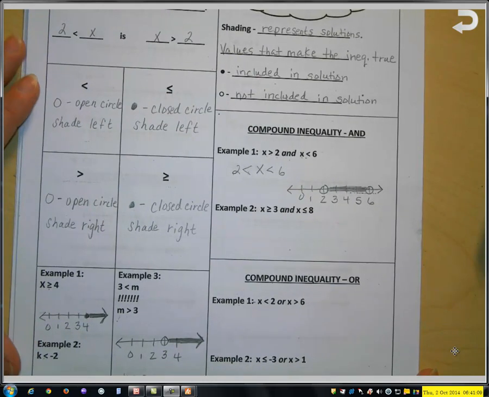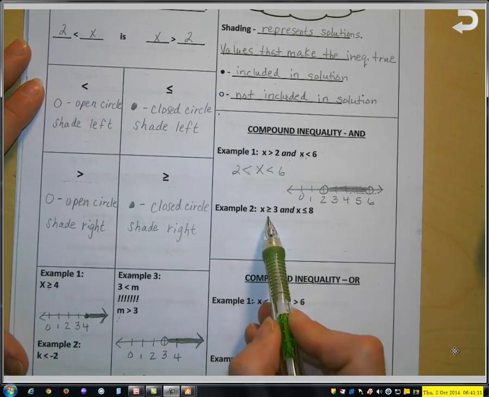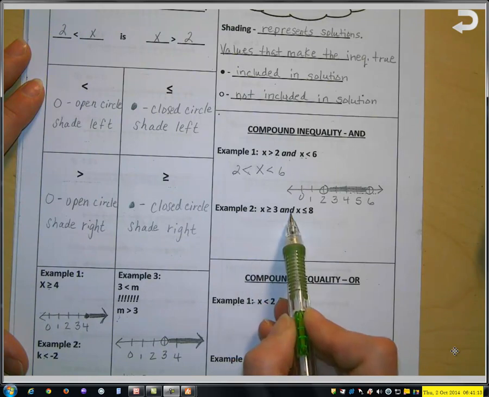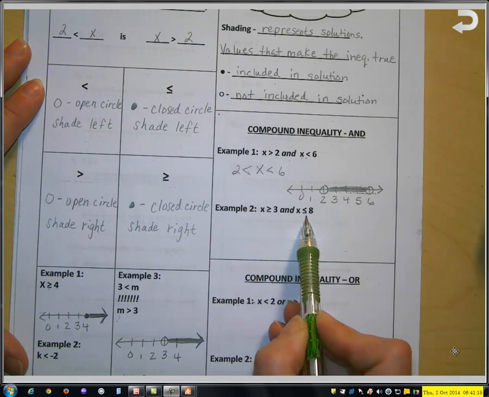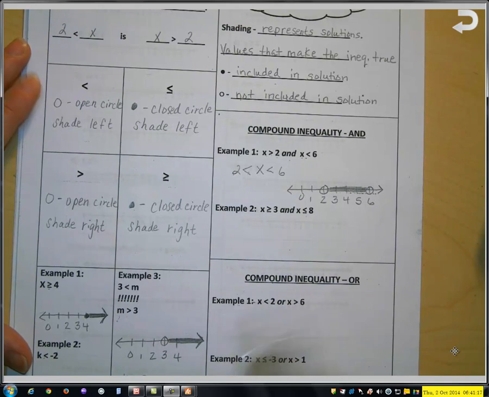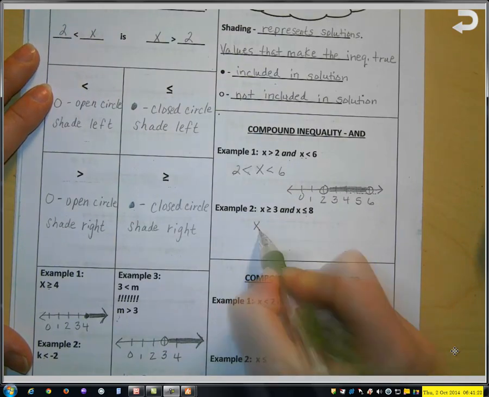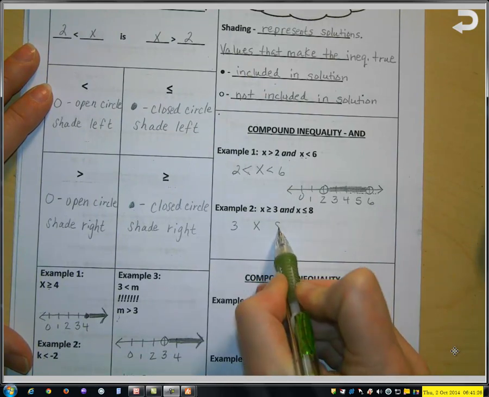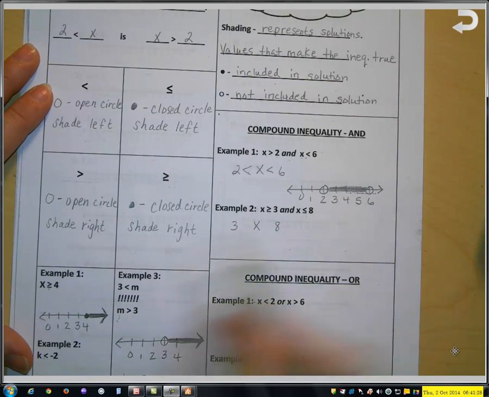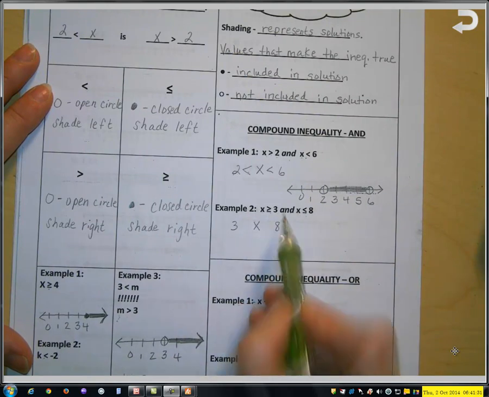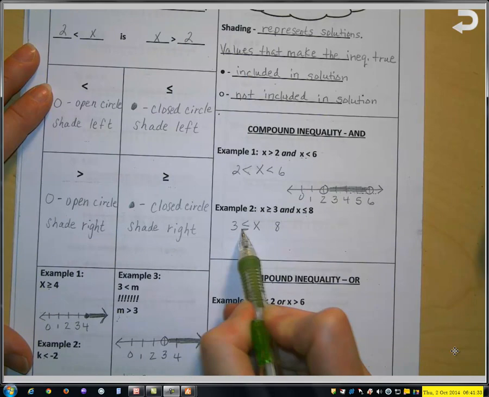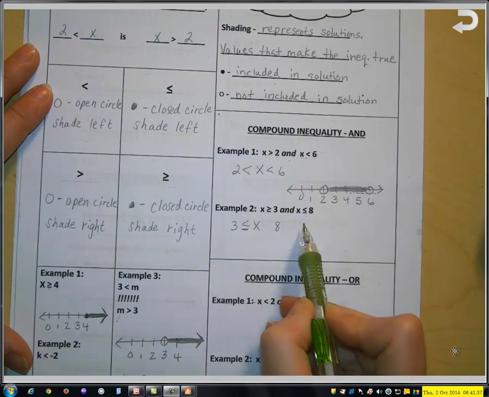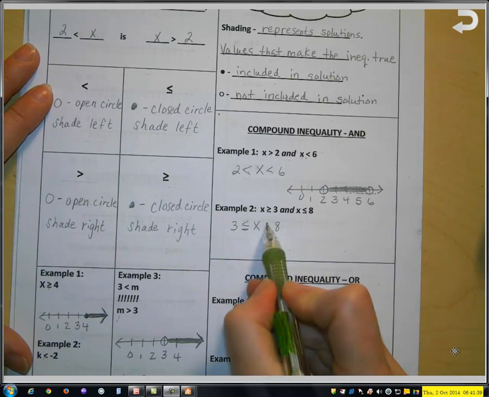Okay, let's do example 2. Here we have x is greater than or equal to 3 and x is less than or equal to 8. So let's first combine that into one inequality. Our variable goes in the middle, our smallest number goes on the left, our largest number goes on the right. So x is greater than or equal to 3. X is less than or equal to 8.